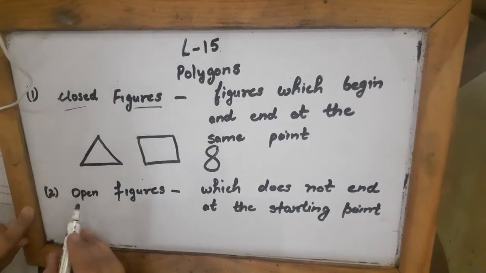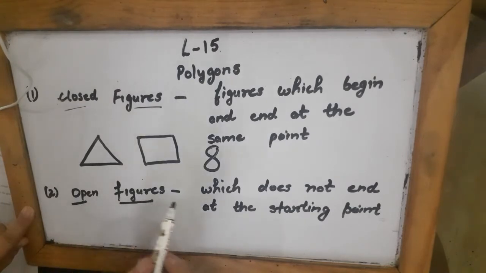Now the opposite of it, open figures. What are open figures? Those which do not end at the starting point. Now if I give you an example, suppose I draw a figure, I start from here and I end over here. So this is not a closed figure, but an open figure, because where I started I didn't end over there. So the starting and the ending point are different. So this is an open figure.